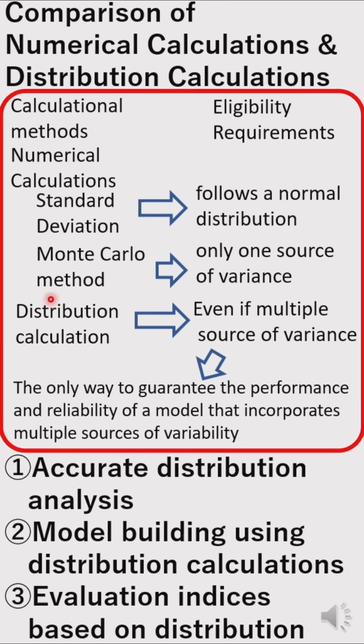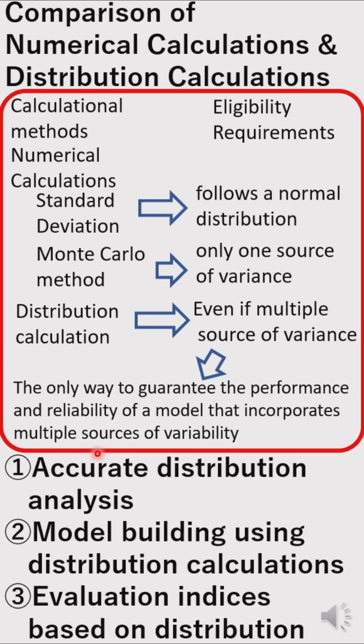This also suggests that even large-scale data, such as big data, can still contain hidden errors when multiple variation factors are mixed together. Distribution-based analysis solves this problem by directly calculating the full distribution of models that include multiple variation factors. This makes it possible to calculate probabilities accurately and improve confidence in performance and reliability.